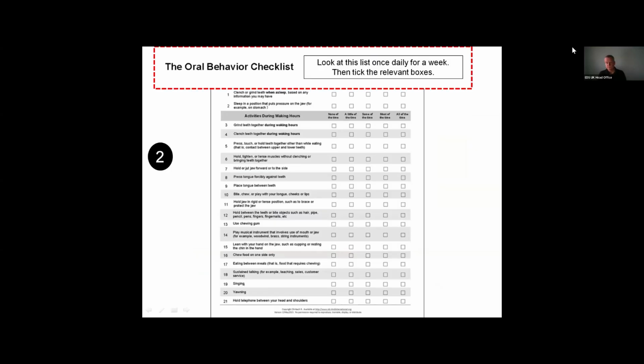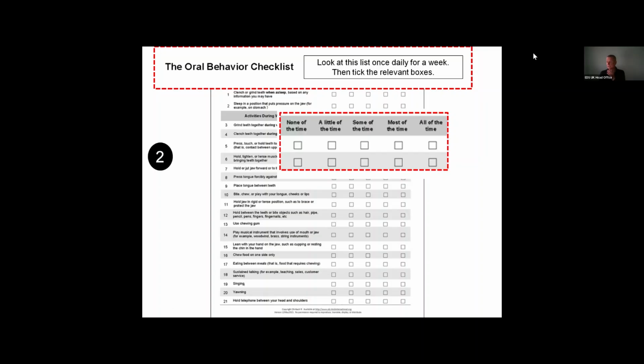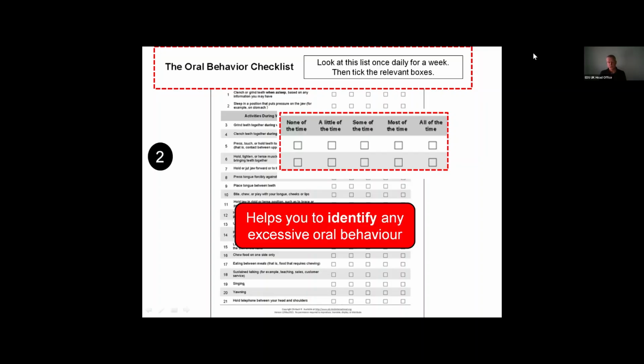And this, on the oral behaviour checklist at the top, it suggests that you look at the list once a day for around about a week. That's just to become more familiar with the various oral behaviours, things that you do with your mouth and your jaw. And after a week, then you fill in the relevant boxes, and these are the frequency boxes. So it should help you identify any excessive oral behaviours.